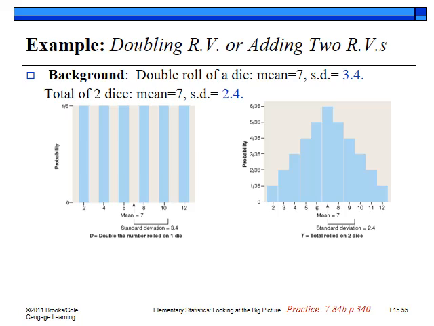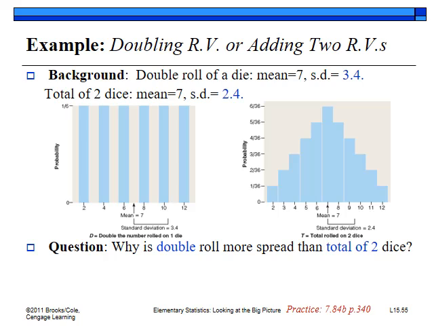Now, we talked about two ways to get a new random variable out of that old one, the number that we see when we roll a standard six-sided die. And we've seen that the mean of doubling the roll of the die, that's the histogram on the left, is 7. And the mean of the total that we see on two dice is also 7. But notice that the measure of the spread, the standard deviation, is greater for the one on the left, that's the double the roll, than the one on the right.